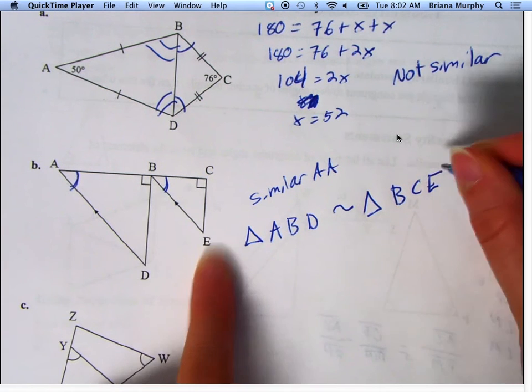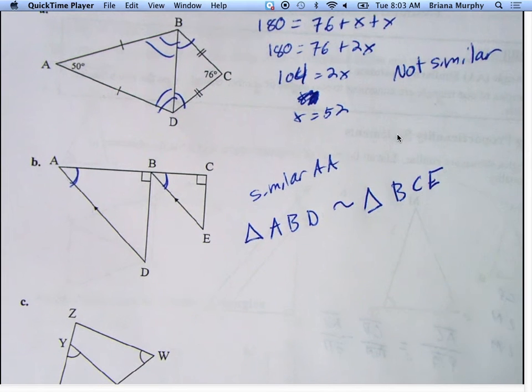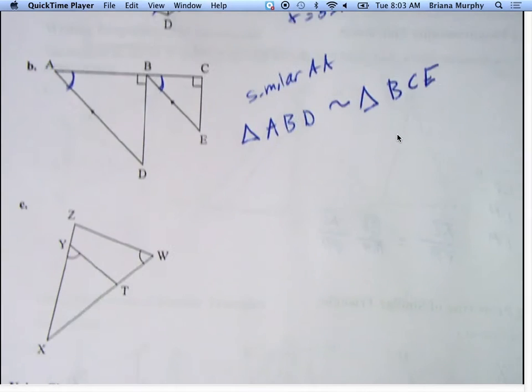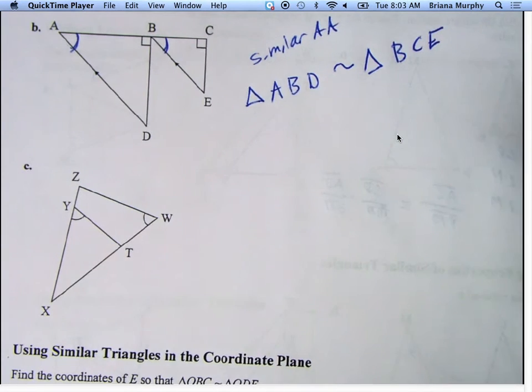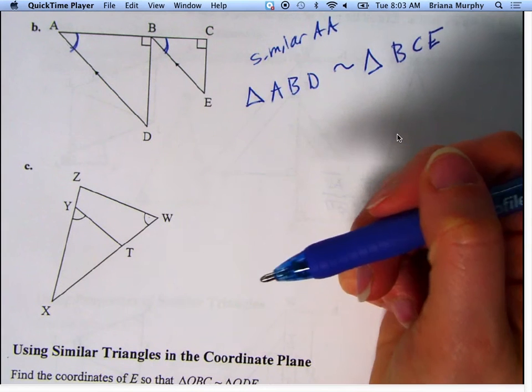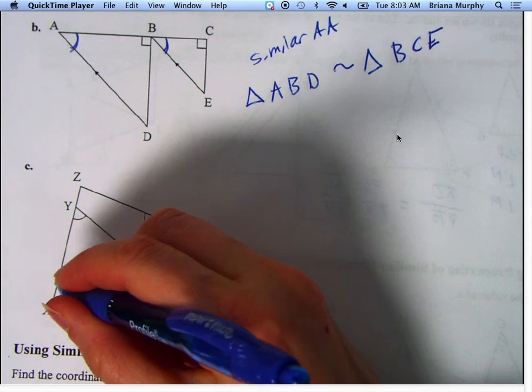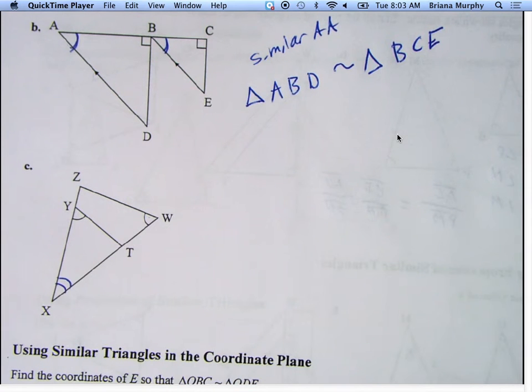And E. Yep. Okay. Let's look at C. All right, I have one angle is similar. What other angle do I have? X, right? It shares X because it's overlapping.